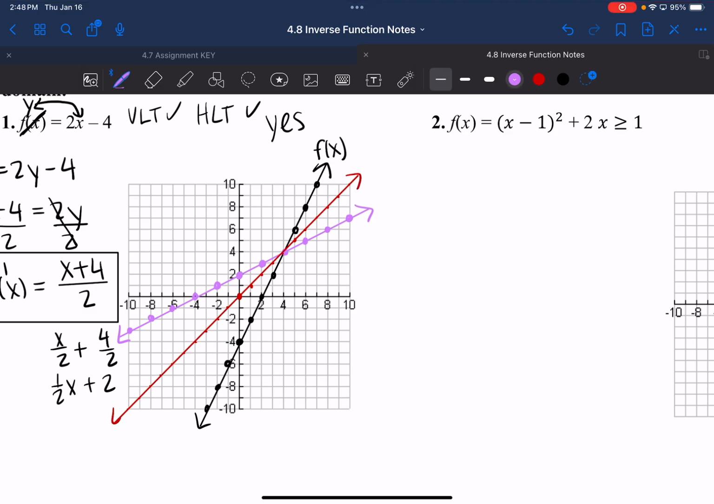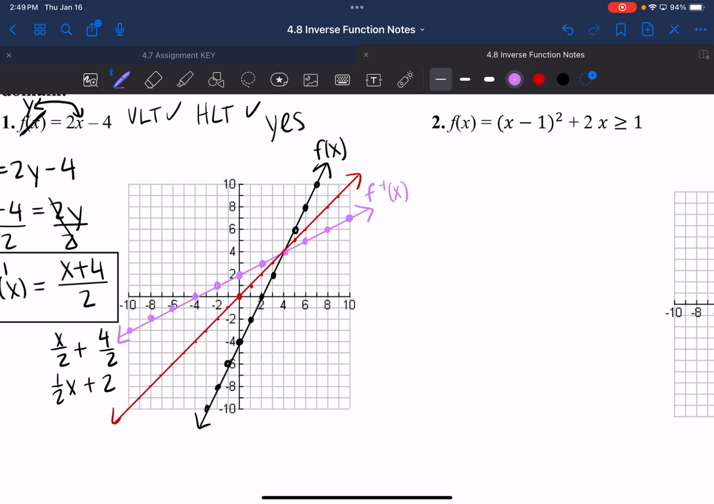So the purple line is our inverse function. The red line is the line that it should reflect over. And it looks like that's exactly what happens, right? There's mirror images of the purple points and the black points across that red line. So that's one way to check if you did it correctly.